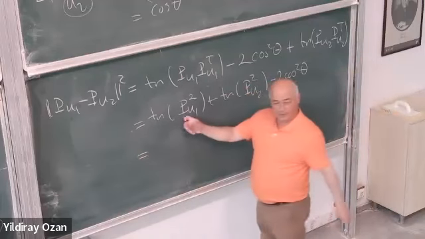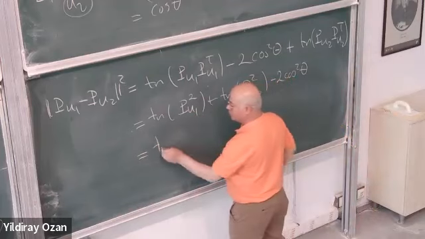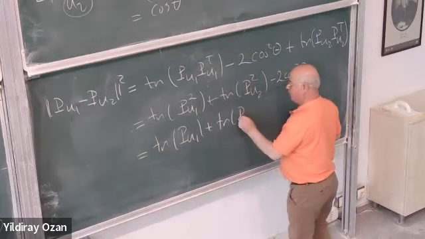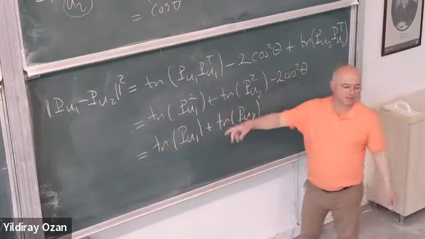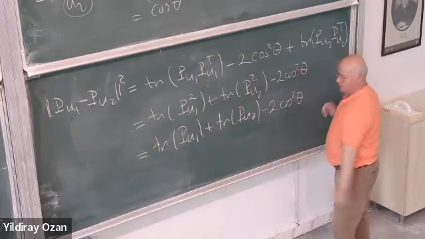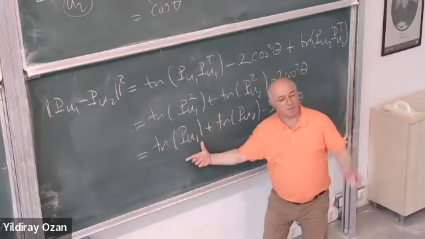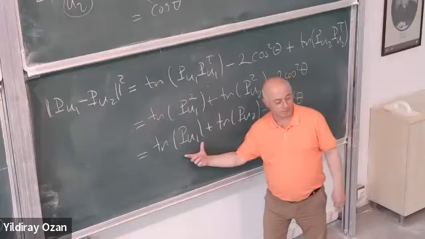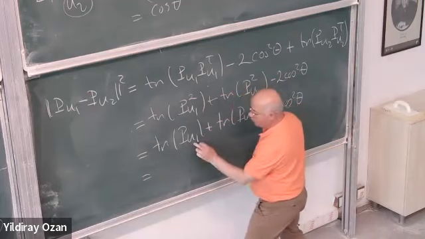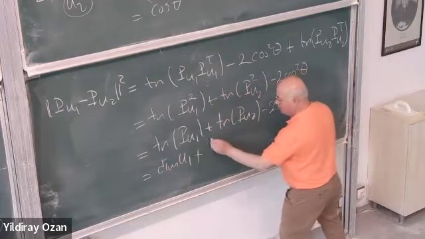But PU1 is a projection, therefore it squares to itself, so this is just the trace of PU1 plus the trace of PU2, minus 2 times cosine square theta. And what is the trace of the projection? It is just the dimension of the subspace on which you are projecting. So this is the dimension of U1 plus the dimension of U2.